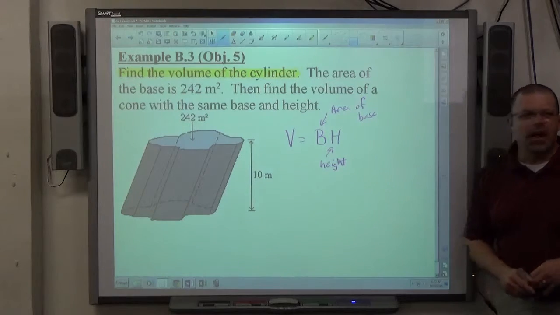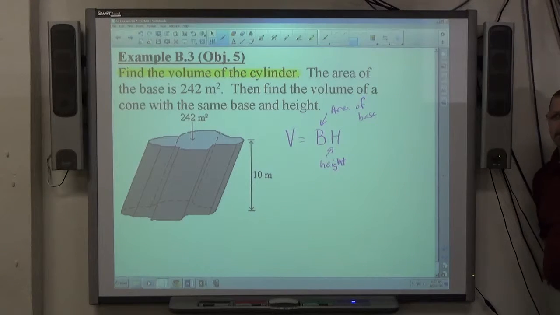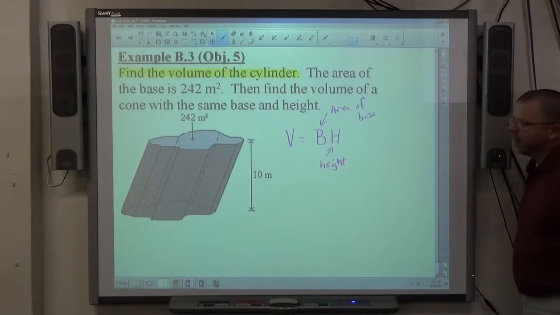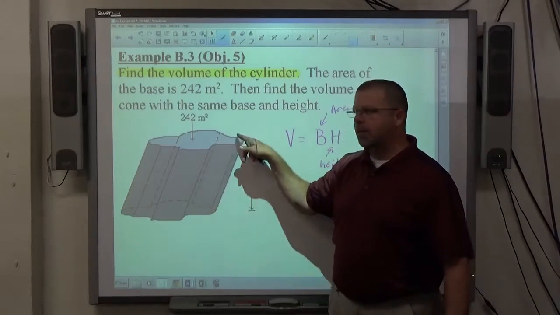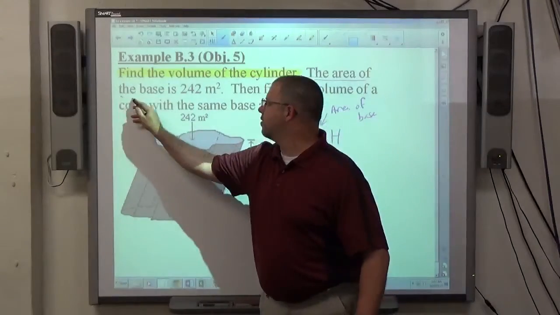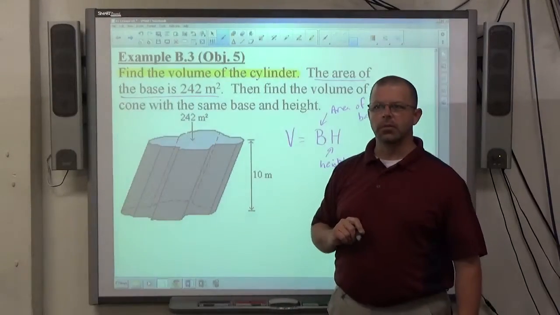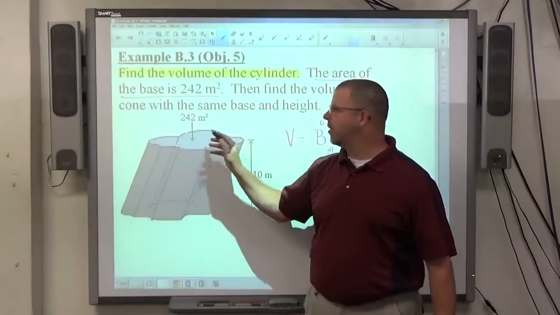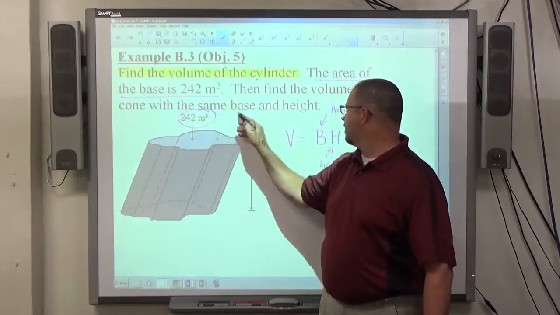All right, that's the volume formula for a cylinder. Area of base times height, that's it. So the 2 pieces of information you need to know are the area of the base and the perpendicular height of the solid. Now, as you can see, we got this weird shape on the top of this. Notice what they tell us. The area of the base is 242 square meters. I don't have to figure out the area of the base, they're telling it to me. That is B.